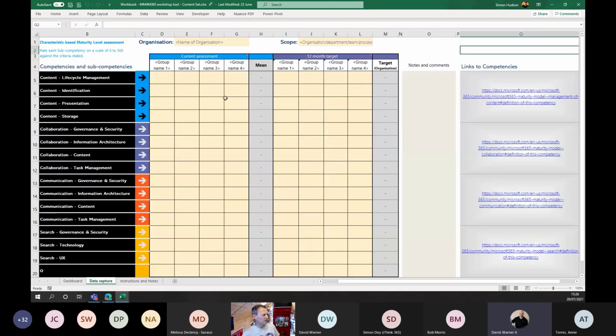We then have a data capture sheet, and this is where we're going to capture all this stuff. So we're going to say content. Let's name it. We might run this workshop with a bunch of different people, and that's absolutely fine. So I might go and spend some time with the marketing team and the exec team and the operations team and do it with them. So here's where we put that group in.